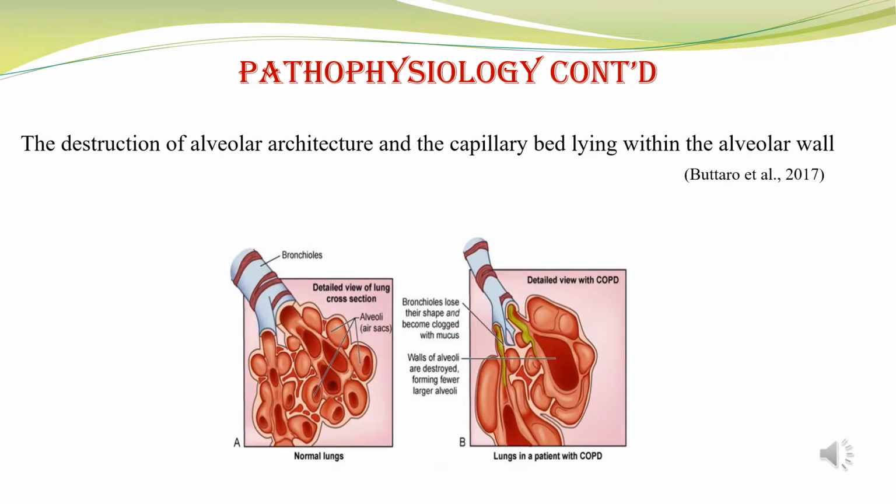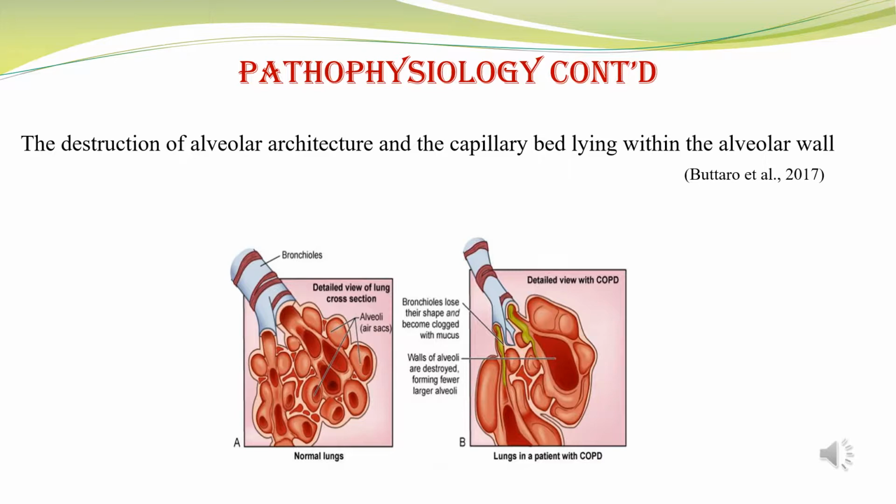Cigarette smoking increases elastase activity by causing an influx of elastase-rich neutrophils into the alveoli and by causing the oxidative inactivation of antitrypsin. People who smoke have an increased 30-fold risk for developing COPD. Regardless of the mechanism, the end result of COPD is the destruction of the alveolar architecture and the capillary bed lying within the alveolar wall.